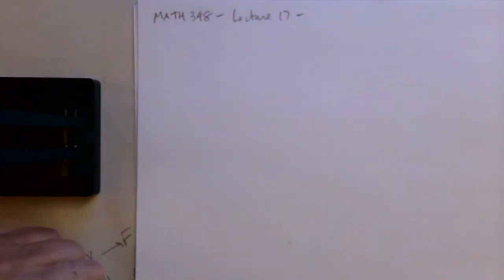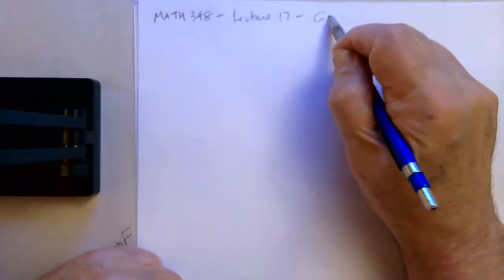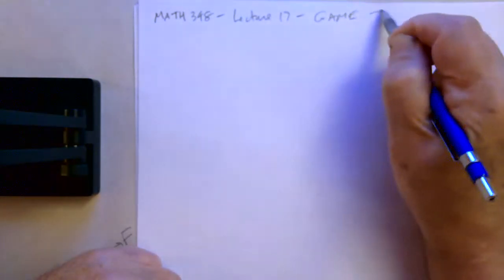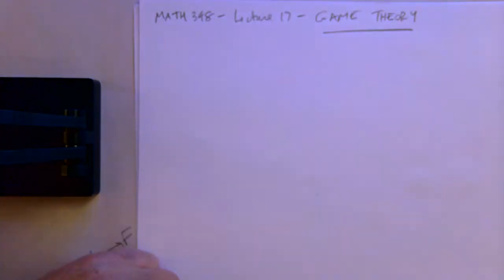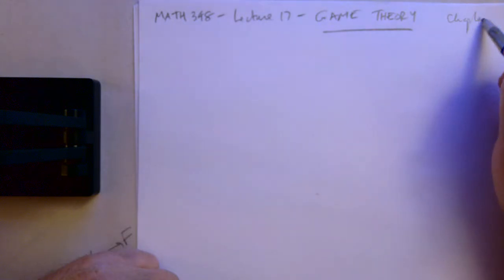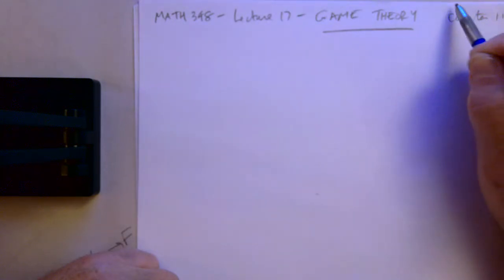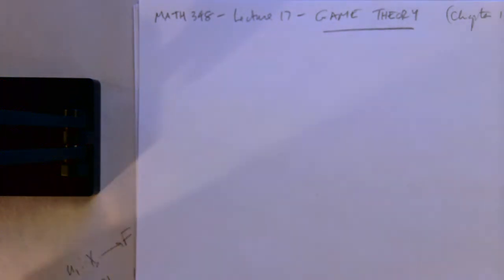So Math 348, Mathematical Methods for Management, and we're starting a new subject, which is game theory. This is chapter 15 in Hillier and Lieberman. And the subject is, how do you win a game?